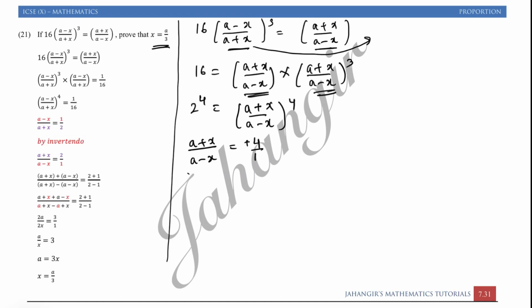If I take componendo and dividendo, a plus x plus a minus x upon a plus x minus a minus x is equal to 4 plus 1 upon 4 minus 1. x and x will get cancelled, a and a will get cancelled. So a plus a is 2a upon 2x. Okay, sorry, it's not 4, it's 2. I have to erase all because the fourth root of 16 is 2.